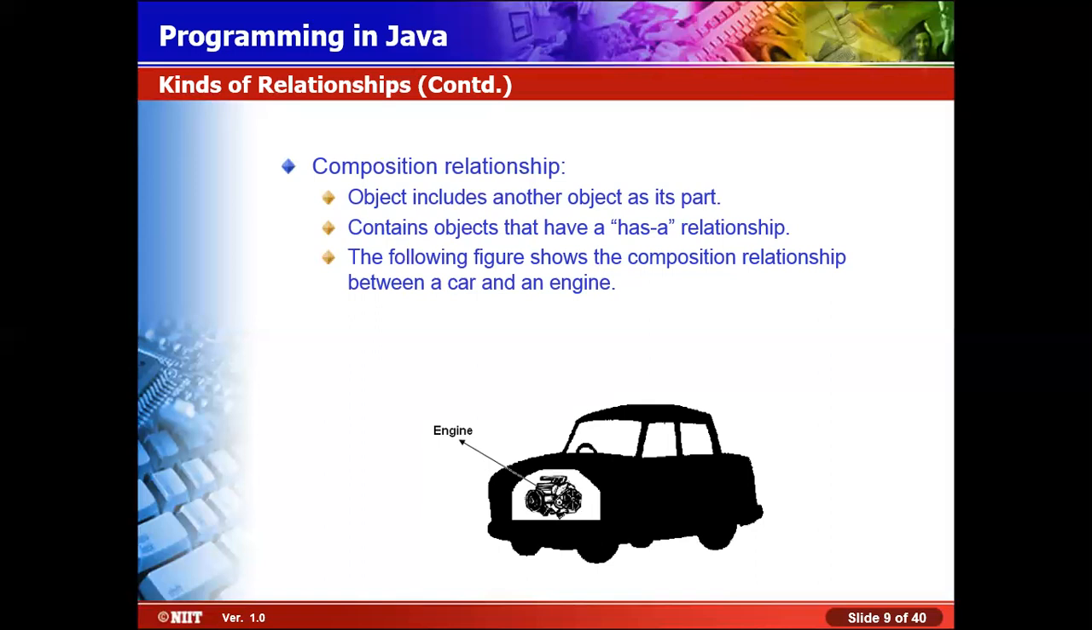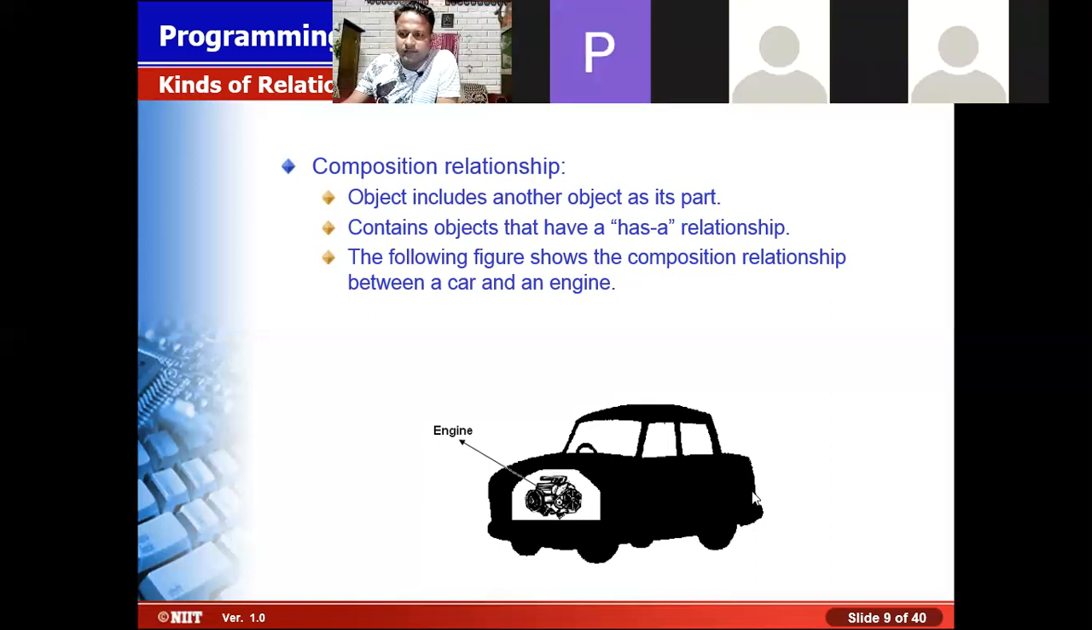Car contains engine. If you remove the engine from the car, then the body of the car is not required. And if the engine is present and you take out the car body, then the engine is not workable. If you combine both, then it is working. So composition relationship is just like that. It includes another object as its part, or it is called a has-a relationship.